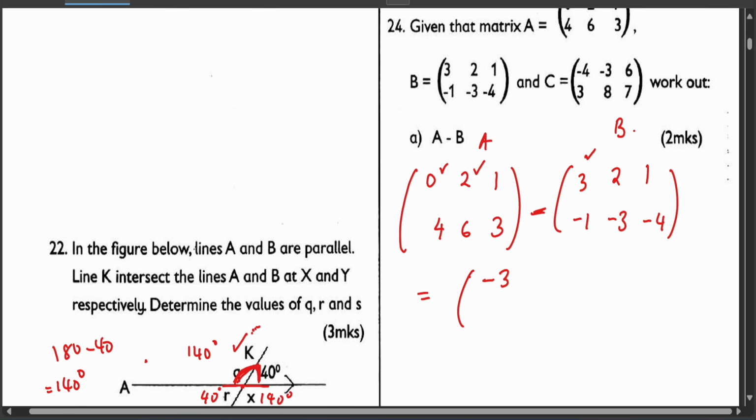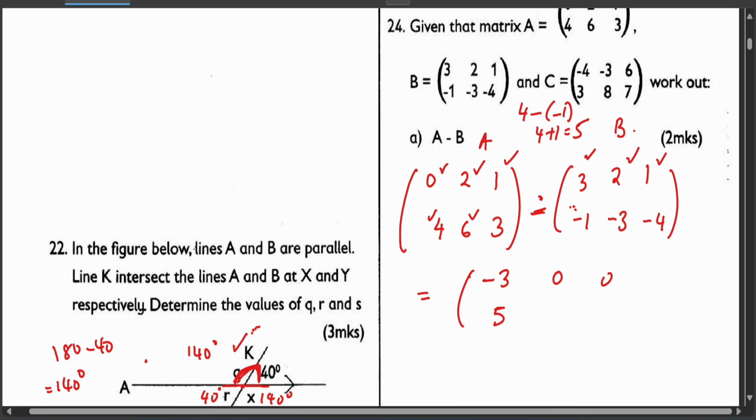Then take 2 minus 2, which gives you 0. Then 1 minus 1 gives you 0 again. 4 minus negative 1: since there are two negatives here, it becomes positive. So it becomes 4 plus 1, and 4 plus 1 gives you 5. So 4 minus negative 1 is 4 plus 1, which is 5.